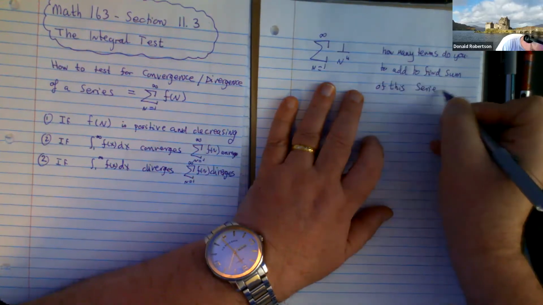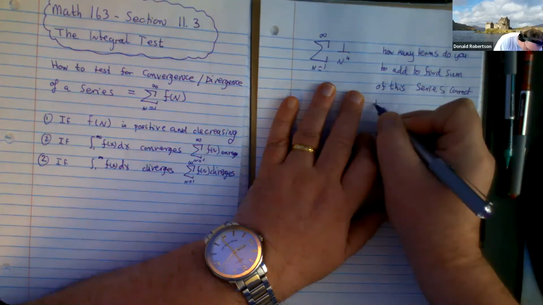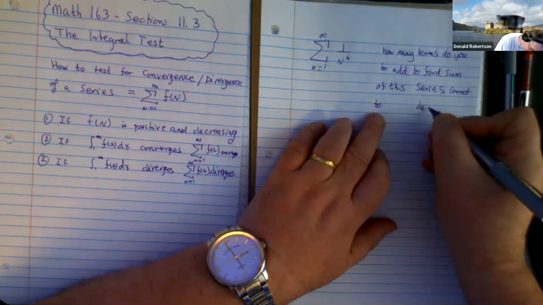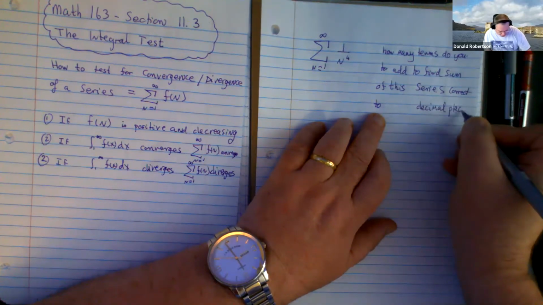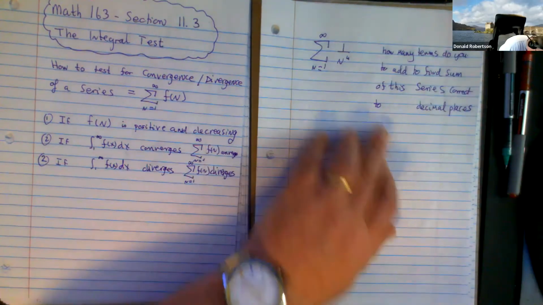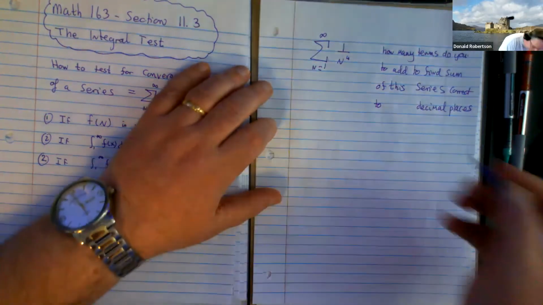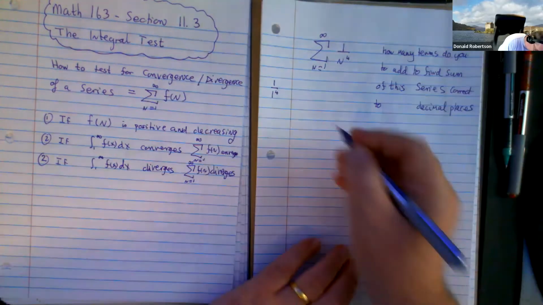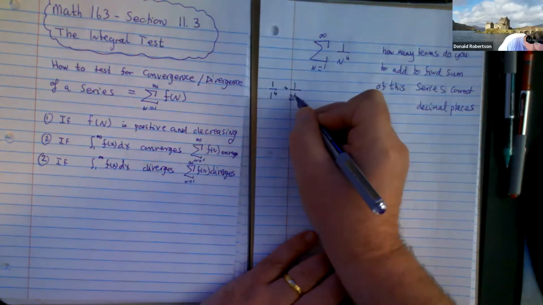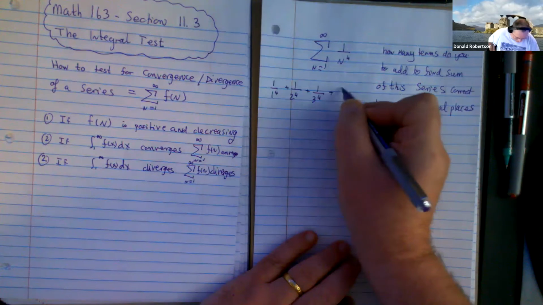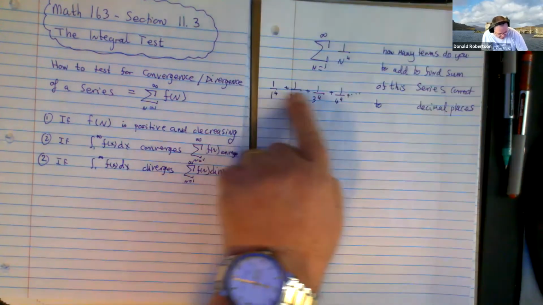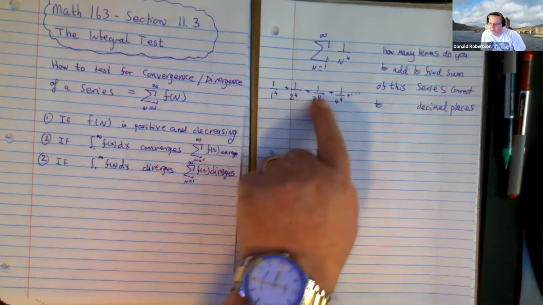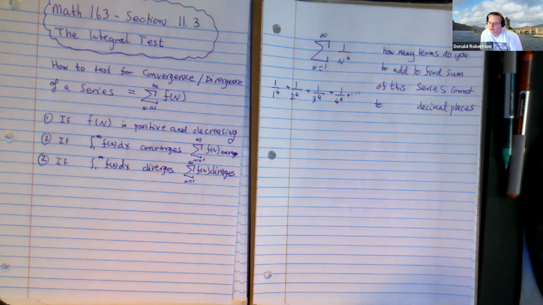correct to, and then we're going to insert whatever the number is, decimal places. So I want to know how many terms. Now, what do I mean by that? Right, if you just do one term, it's that. If you add 2 terms together, it's that. If you add 3 terms together, it's that. If you add 4 terms together, it's that, right? And so on. So the question is, how many of these do you need so that whatever that adds up to, you can be sure that when you round it off to whatever number of decimal places, that's essentially what the sum is going to be, right?